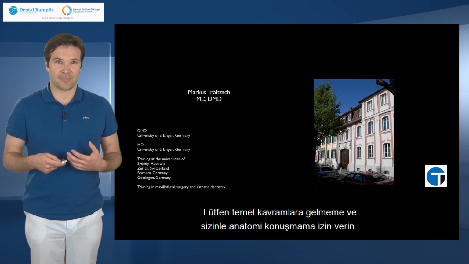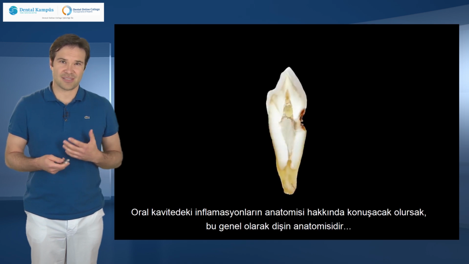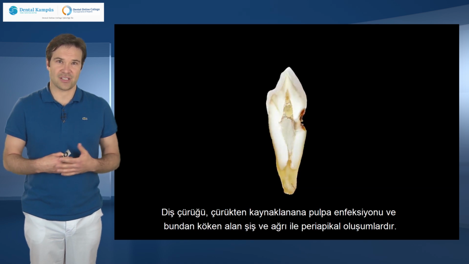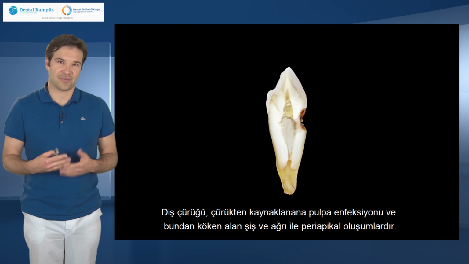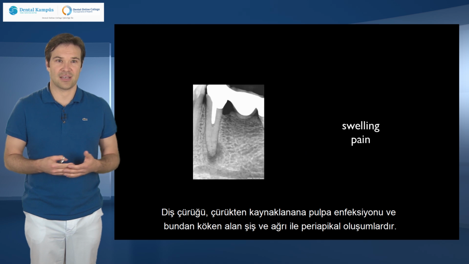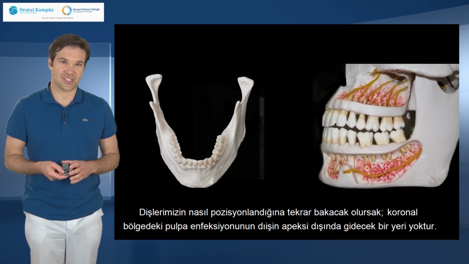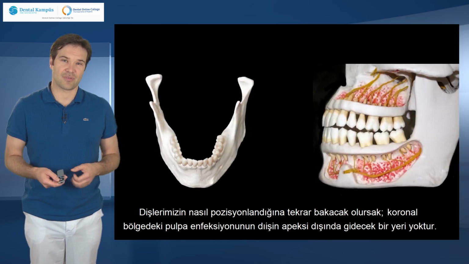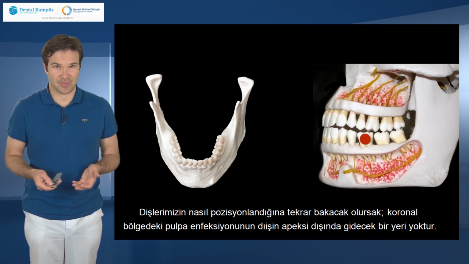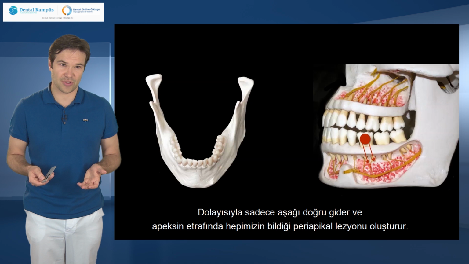Now allow me to come to the basics. Allow me to talk anatomy with you. If we talk anatomy of inflammations in the oral cavity, it's very often the anatomy of a tooth. It's very often a carious lesion, from there a pulp infection, and from there derived swelling, pain, and a periapical process. Now if we look at how our teeth are positioned, from that inflammation of the pulp in the coronal area of the tooth, it has no way to go but to the apex. So it just goes down, and around the apex forms the periapical lesion that we all know.